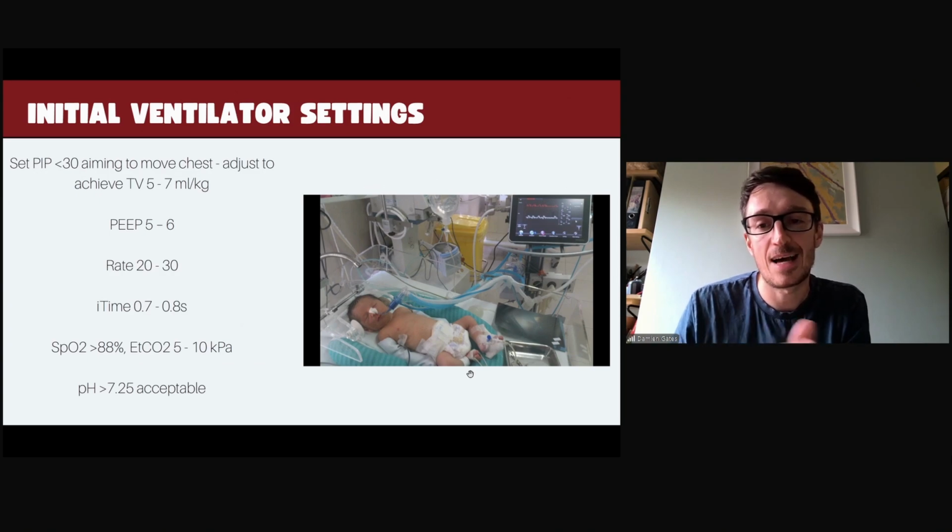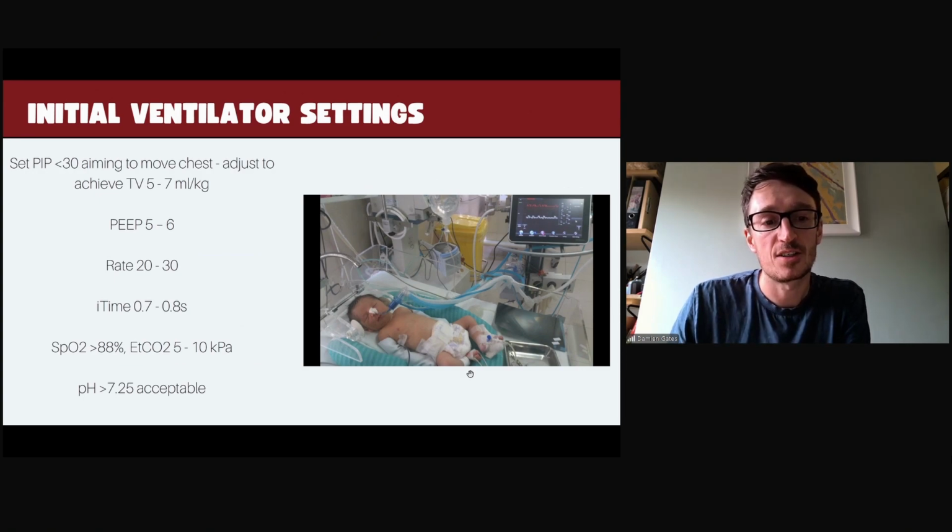If there's a large collapse or consolidation on the X-ray, this potentially could be increased to try and recruit more lung volume. Keep your rate physiological, so between 20 and 30. Probably start at the higher end initially and then reduce if you can. Inspiratory time is usually 0.7 to 0.8. Sometimes when I'm transporting these children, I might prolong that slightly if I'm struggling to hit tidal volumes with the pressure I've dialed in, but I would usually stick to 0.7 to 0.8.